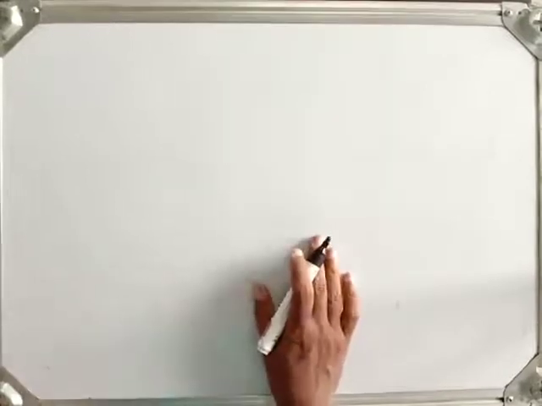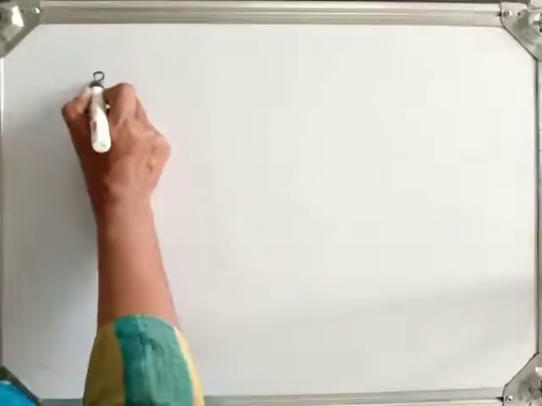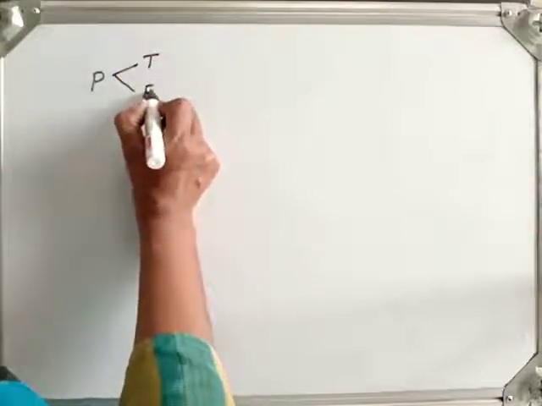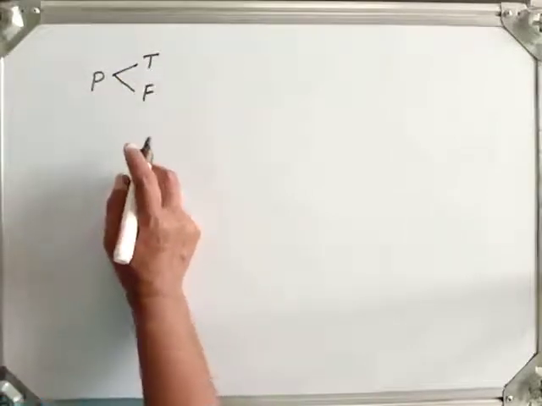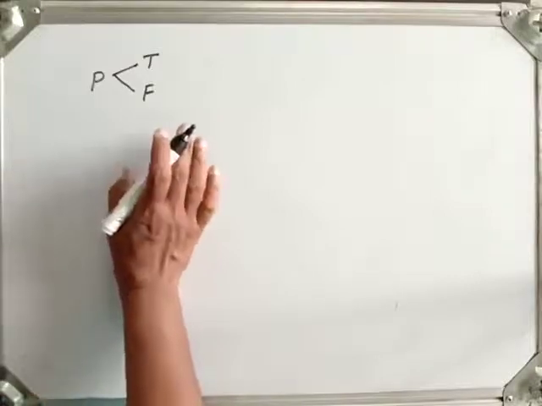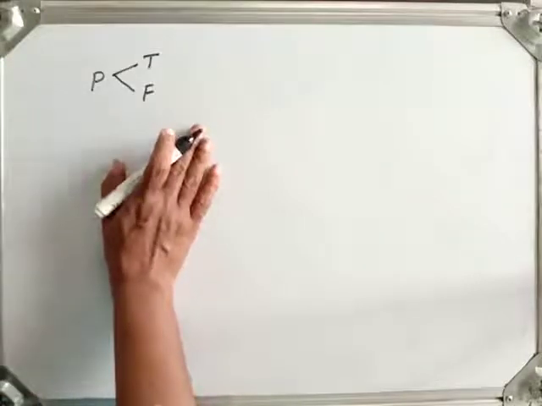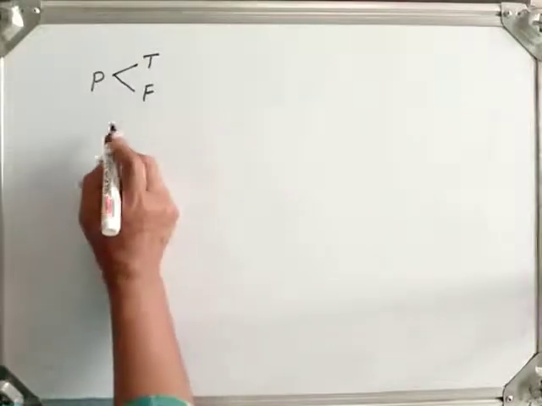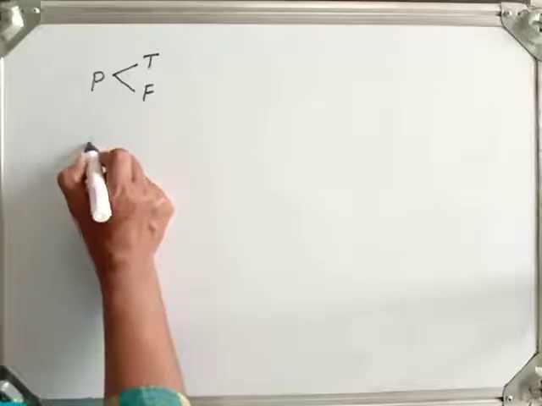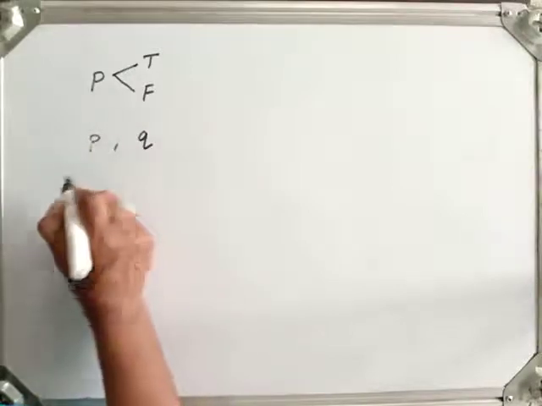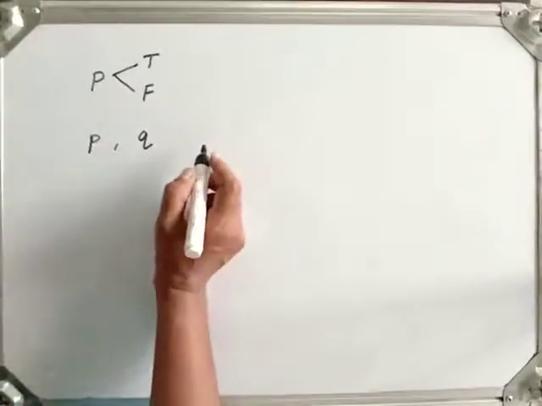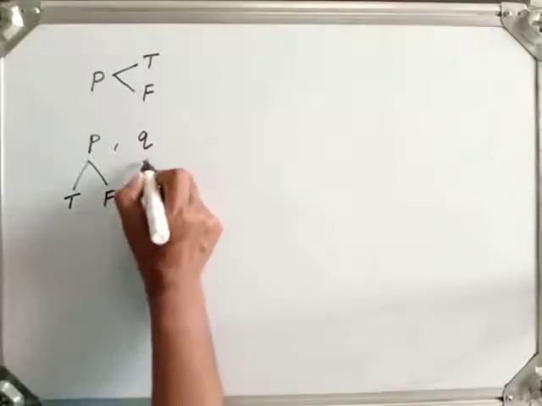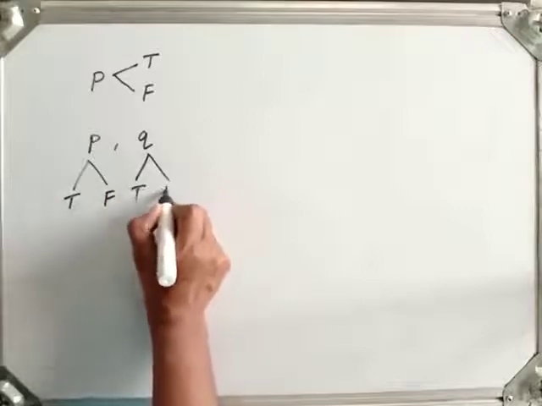Now let us see one note. Suppose only one variable, then it has two possibilities. It is either true or false. First of all it has two columns and with two possibilities only. Now suppose there are two variables P and Q, then it has four possibilities. P is either true or false, Q is also either true or false.